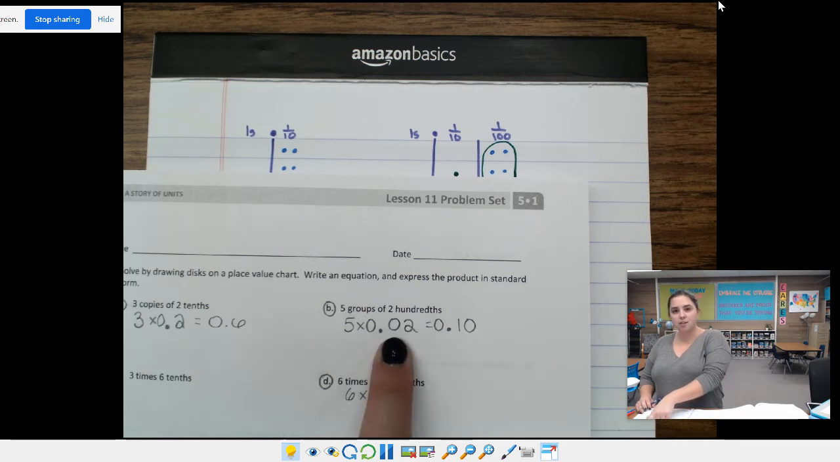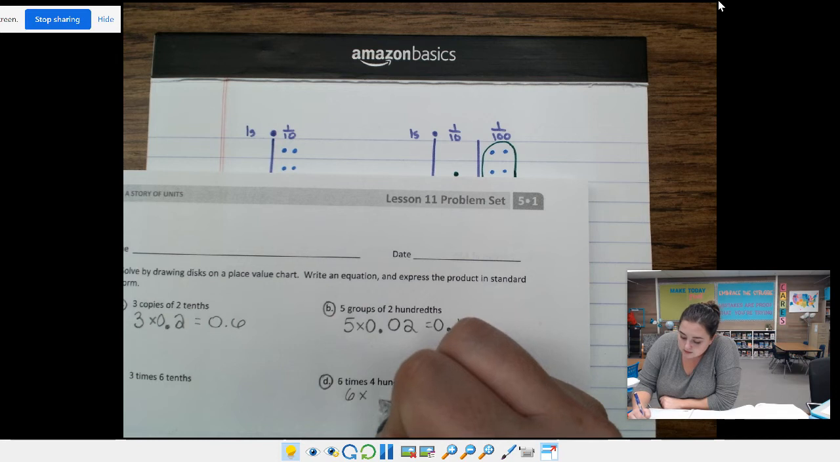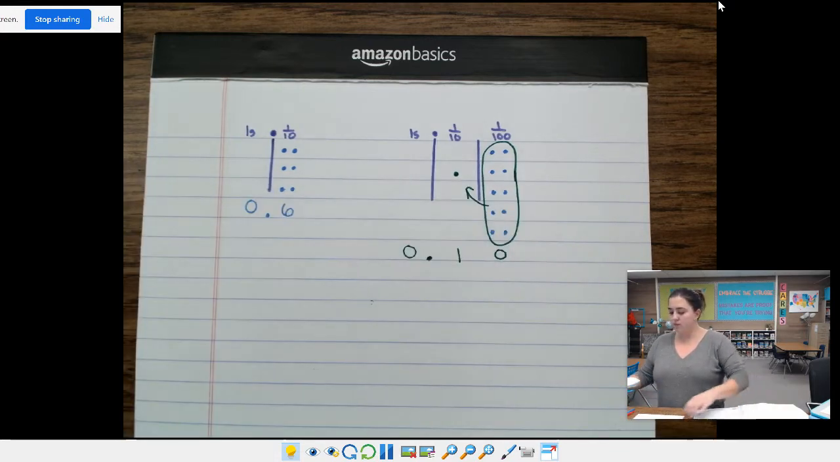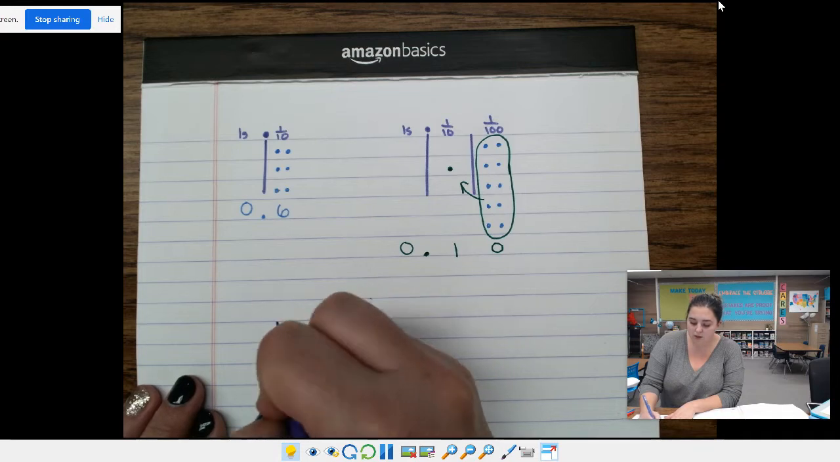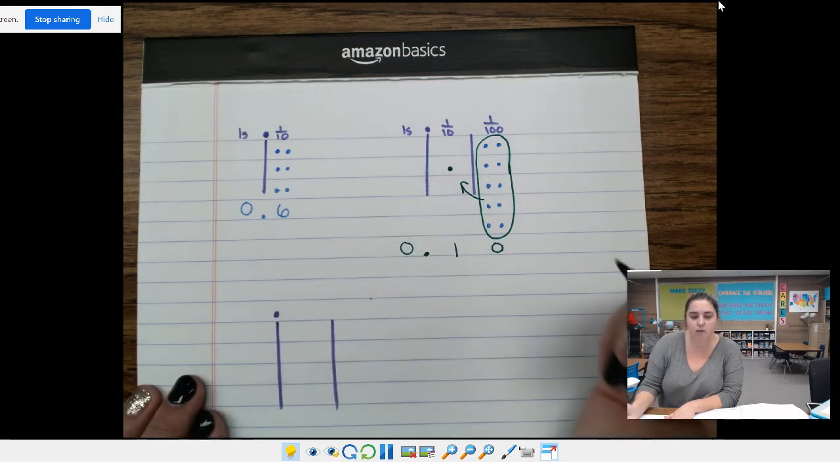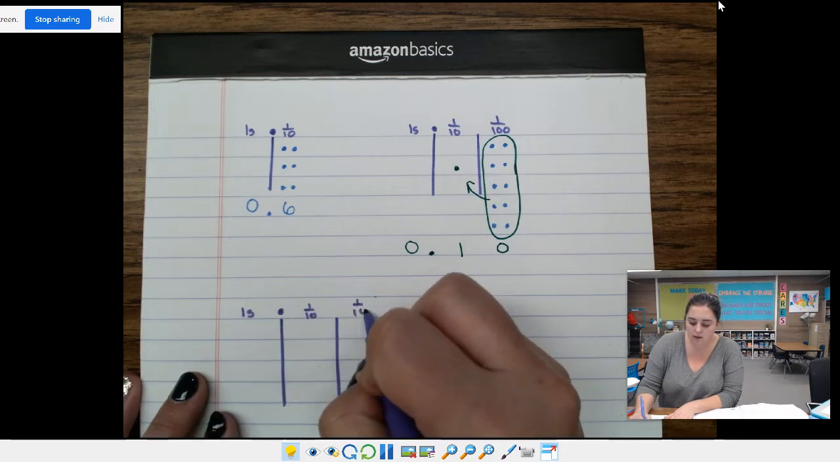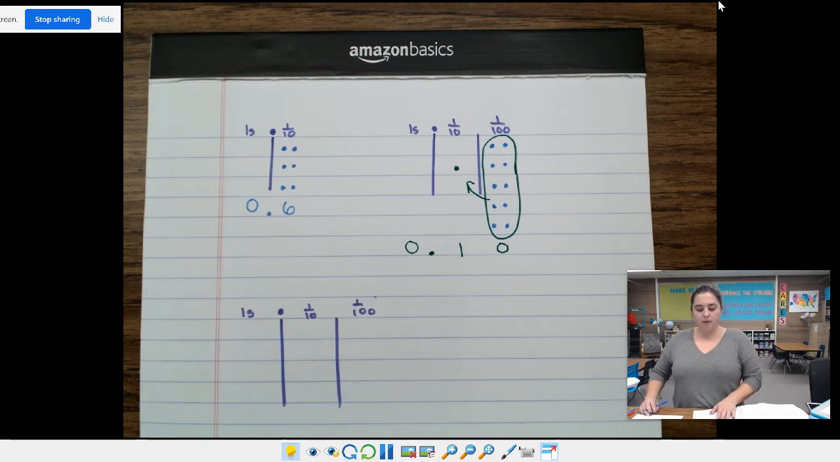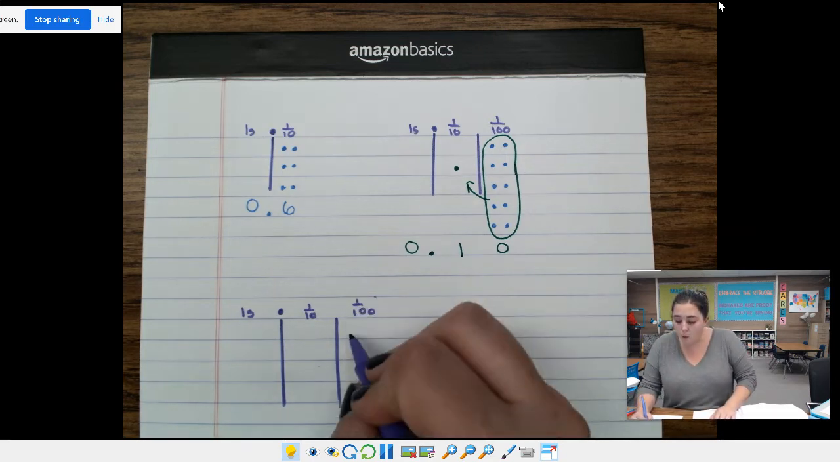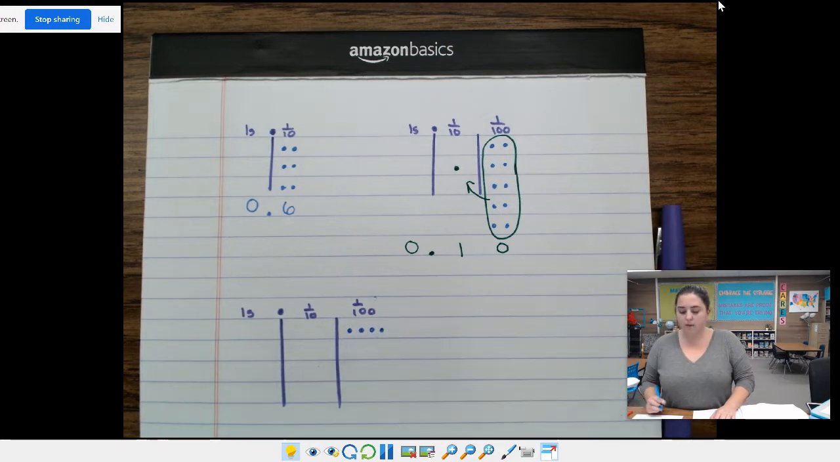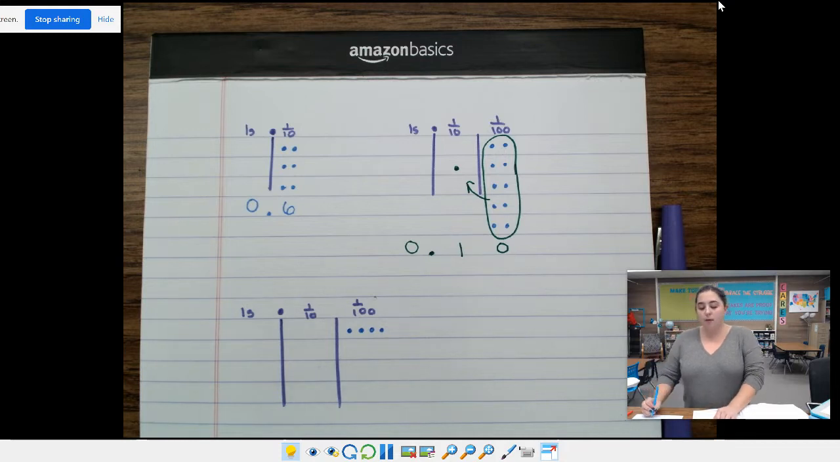So if this is 2 hundredths, 4 hundredths would be decimal 0, 4. I could have a 0 in the front. Let's try solving. So I'm going to make my place value charts again. Here's my decimal, which would make this the ones, this the tenths, this the hundredths. And my problem, I'm starting with 4 hundredths. 1, 2, 3, 4. And in this problem, I am doing 6 times 4 hundredths.